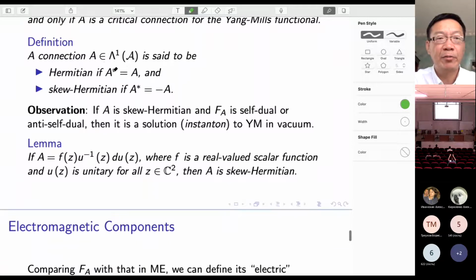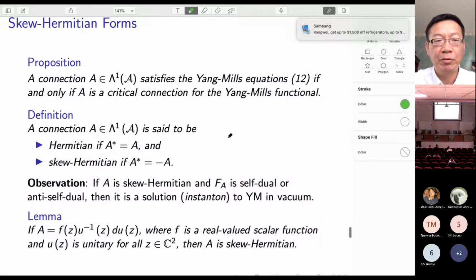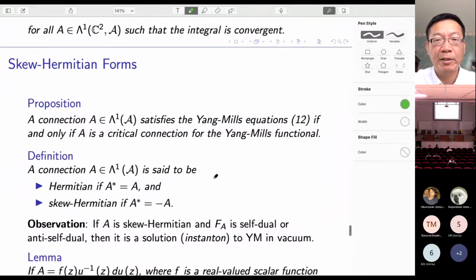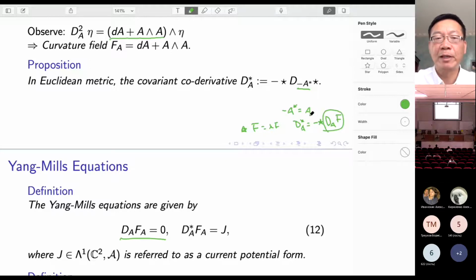A connection is said to be Hermitian if A star is equal to A. It's skew Hermitian if A star is negative A. And if you notice that if A is skew Hermitian, then F_A is self-dual or anti-self-dual, then it's a natural solution because of this calculation here. If you have a skew Hermitian form, then negative A star is equal to A, right? So if you have the self-dual case, then star F will be F, and then you have d_A star F equals negative star d_A F. And from the Bianchi identity, this is equal to 0. So you get a natural solution.